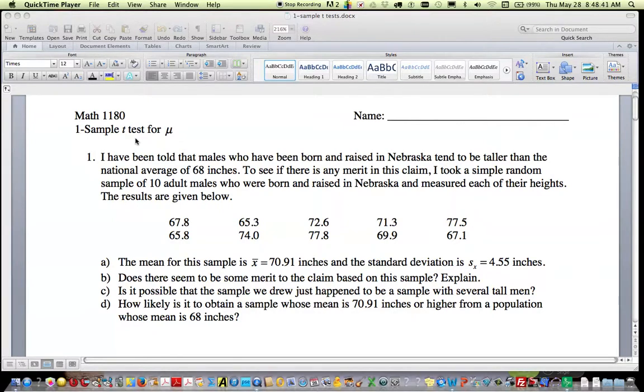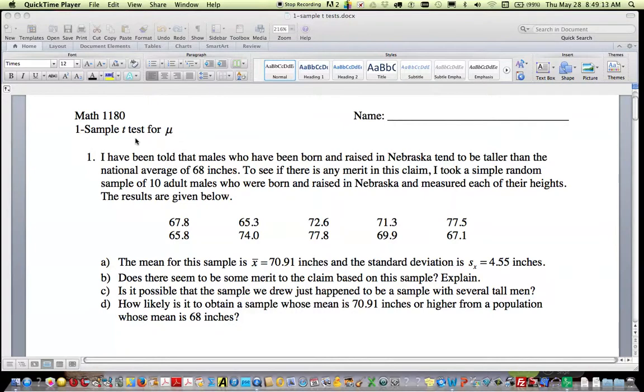This idea of hypothesis testing is going to give us a way to make some decisions based upon sampling from a population. This first example is one that I've heard several times. I've been told that males who have been born and raised in Nebraska tend to be taller than the national average of 68 inches. To see if there is any merit to this claim, I took a simple random sample of 10 adult males who were born and raised in Nebraska and measured each of their heights. The results are given here.